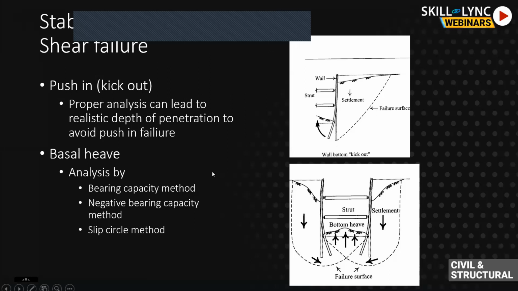Talking about basal heave, it arises when the weight of the soil outside the excavation zone exceeds the bearing capacity of the soil below the excavation bottom, causing the soil to move and the excavation bottom to heave so much that the whole excavation collapses. This is the major theory of basal heave. Analysis is done by three types of method: bearing capacity method, negative bearing capacity method, and slip circle method.